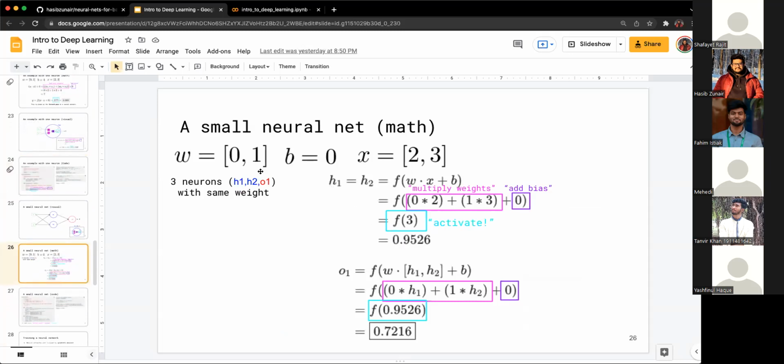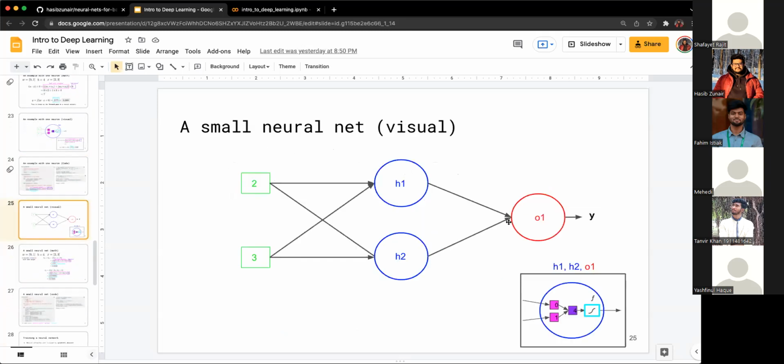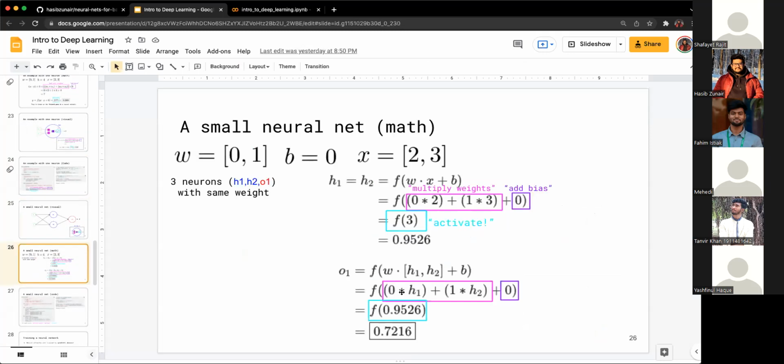So we computed H1 and H2 with these values. Now we want to compute O1, right? O1 takes in two inputs, which are H1 and H2. We're going to again do the dot product, but instead we multiply the value of H1 with this weight and the value of H2 with this weight. So we're again doing the multiply weights operation, which is 0 into H1, 1 into H2, and then we add a bias. After that, we simply activate, which is again the same activation function. So it gives us a value of 0.7216.